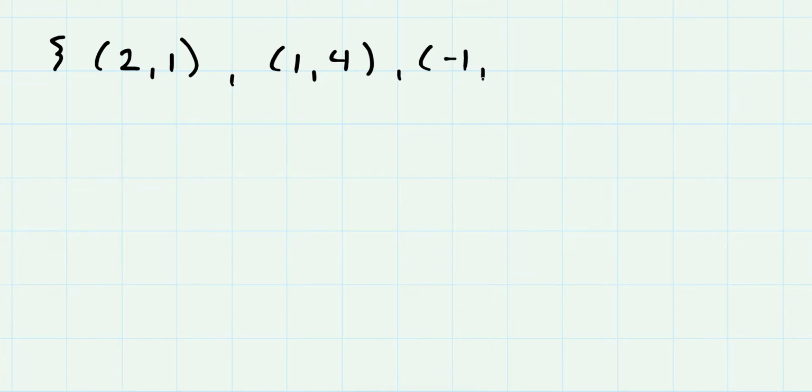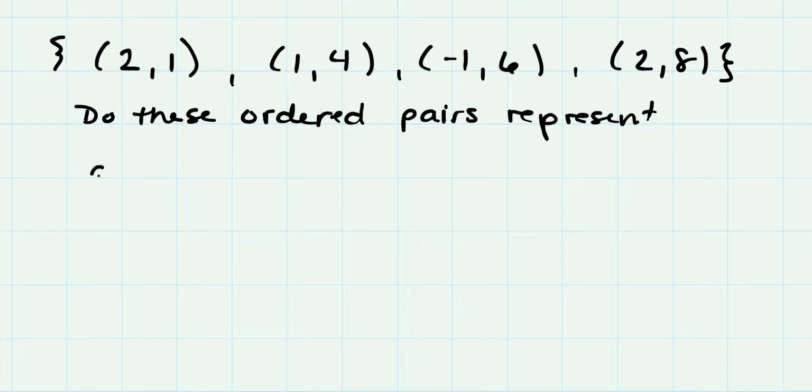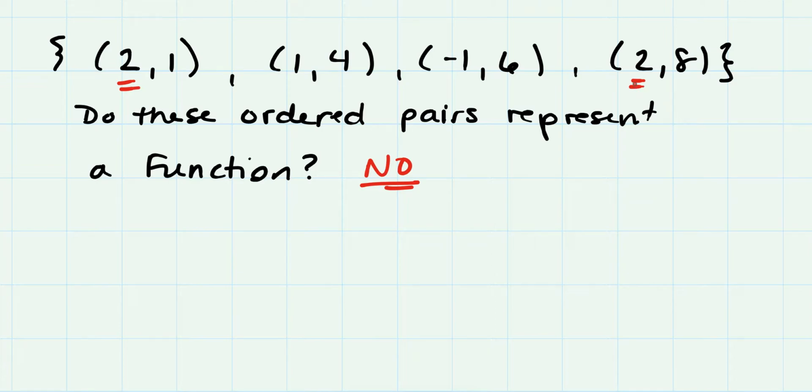If I change this a little bit, so let's say I have 2, 1, 1, 4, -1, 6, and 2, 8. Would this represent a function? So do these ordered pairs represent a function? The answer here is no. Can you look at it and tell me why it's no? Well, the answer is we repeat x-coordinates.